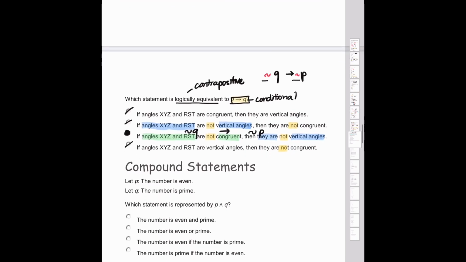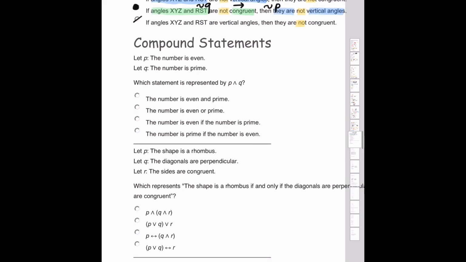Let's look at the next part of our lesson. Now we're going to get into compound statements.